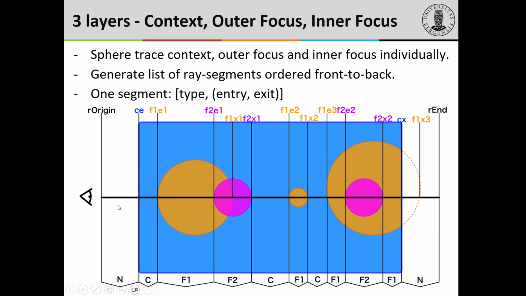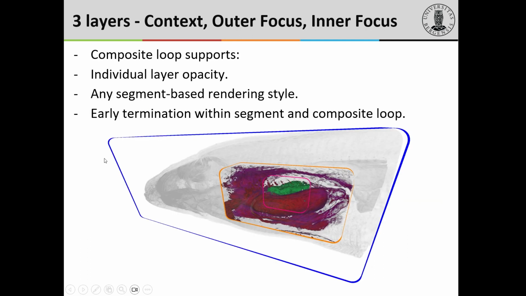And what you can do now is render front to back. You can do direct volume rendering over this piece, and then direct volume rendering over this piece using an outer focus style, and then you alpha blend it as you go, and then an inner focus direct volume rendering, and add it in, and so on. This will support individual opacity for all of them: context, outer focus, and inner focus. You can use basically any segment-based rendering style you would like to, since you are direct volume rendering over segments.